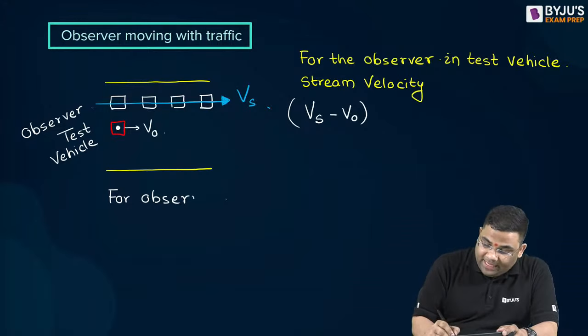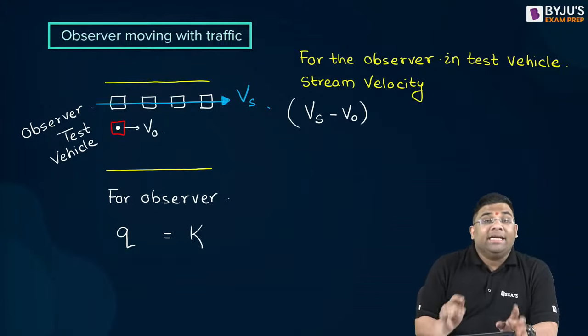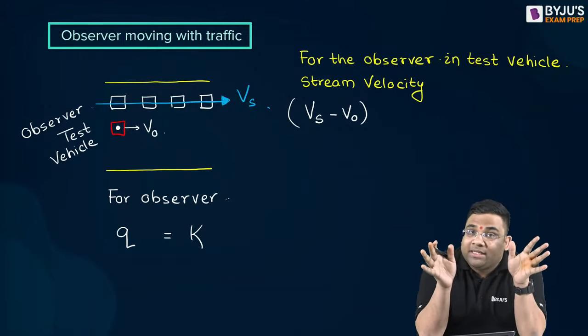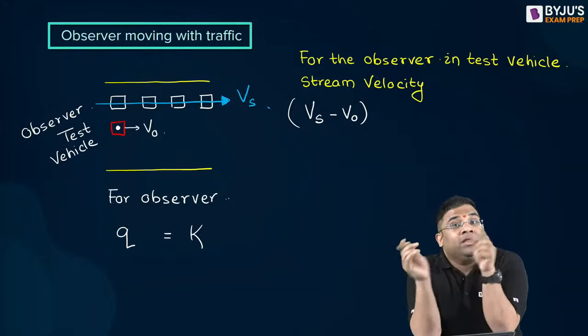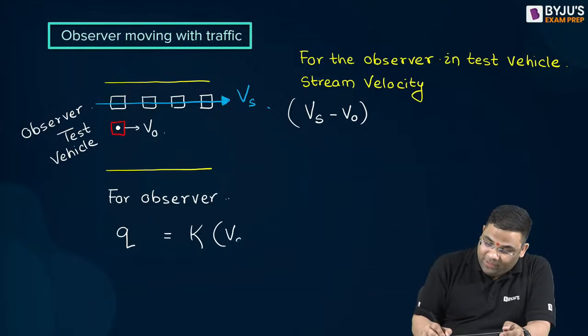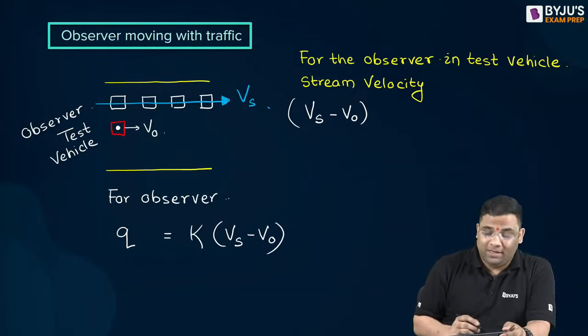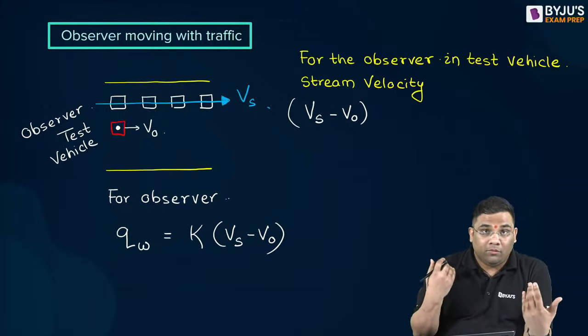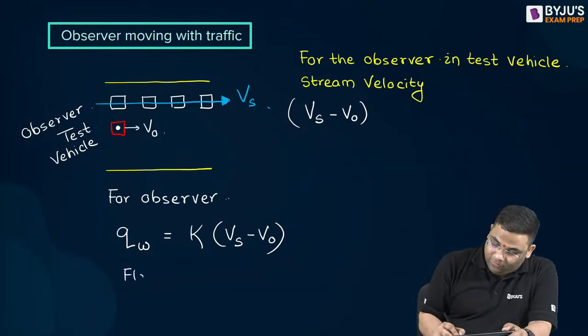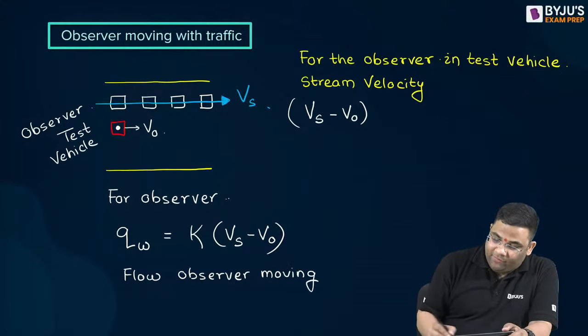So now, for the observer, can I say the flow will be equal to the density times this? Density won't change, because density is the number of vehicles in 1 kilometer. That will not change. Because the observer is moving, the flow will appear differently. This will be equal to K into Vs minus V naught. This will be the flow which the observer is seeing when traveling with the traffic.